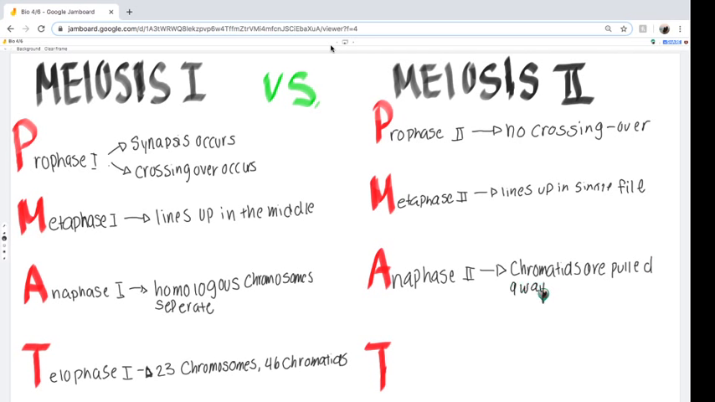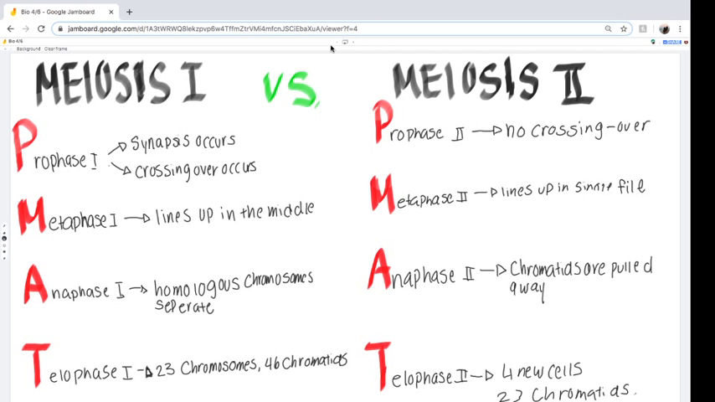And finally, the last step is telophase. Telophase 2. In here, now there will be 4 new cells with 23 chromatids in each cell. So that basically completes everything from the cell cycle.